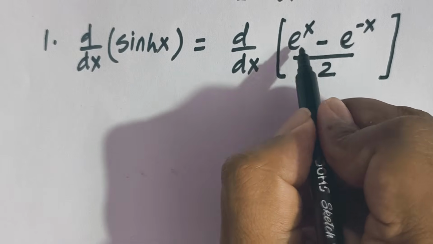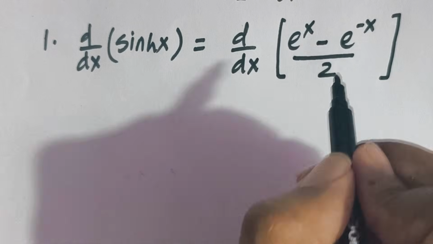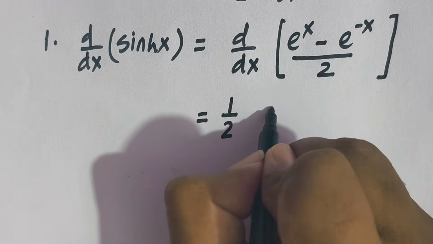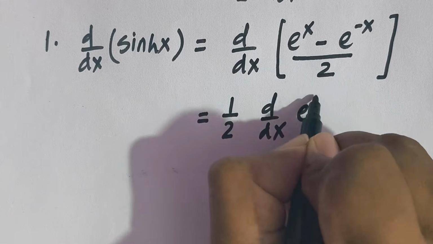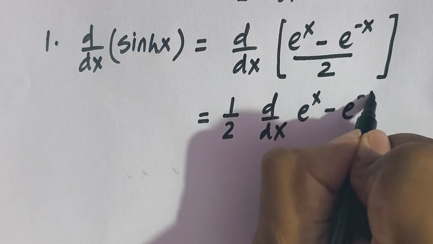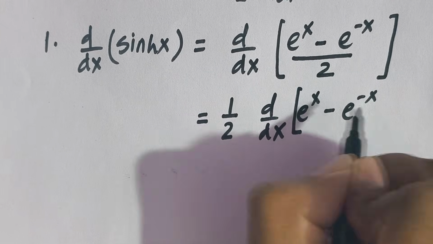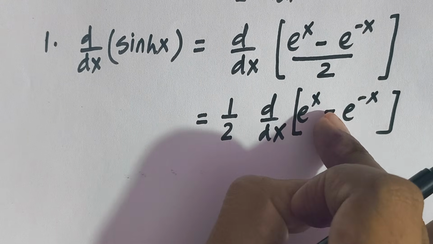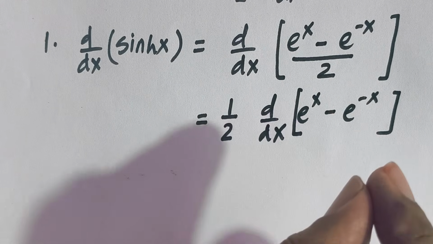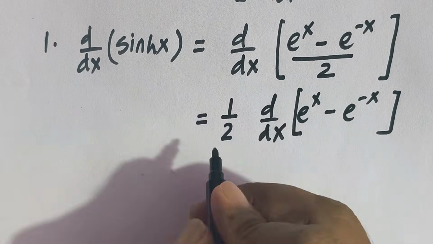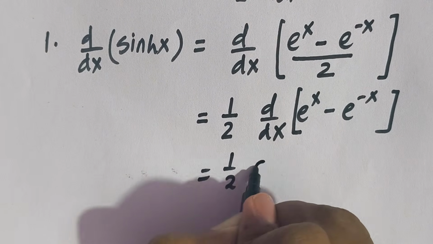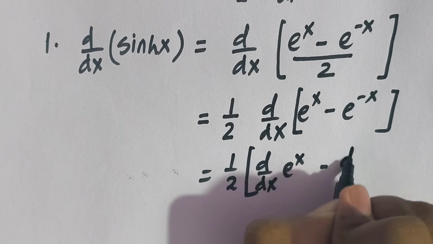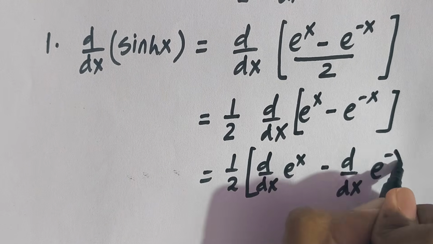So 1 over 2 is multiplied with this one. 1 over 2 is constant. We can take it outside of the derivative. So this is just the derivative of e to the power x minus e to the power minus x. Derivative of two functions subtracted is the subtraction of individual derivatives. So we have half, derivative of e to the power x minus derivative of e to the power minus x.